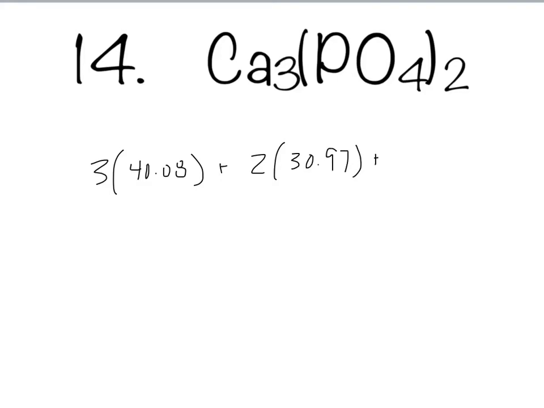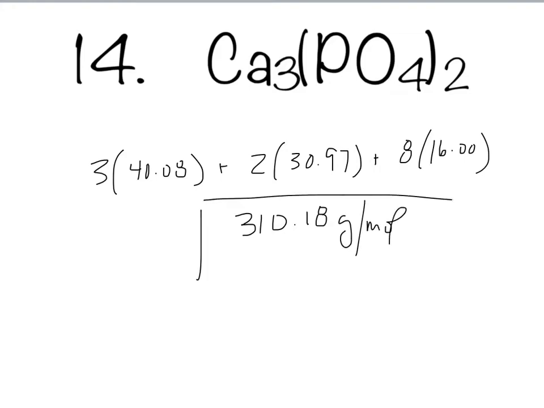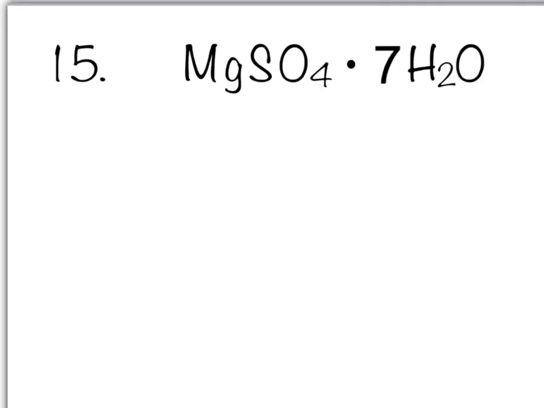And then I have 8 oxygen. It's 16 each. 2 times 4 is 8, so 16 oxygen. If I sum all of those, I get 310.18, and you can say grams or grams per mole, either or. So 1 mole weighs 310.18 grams.